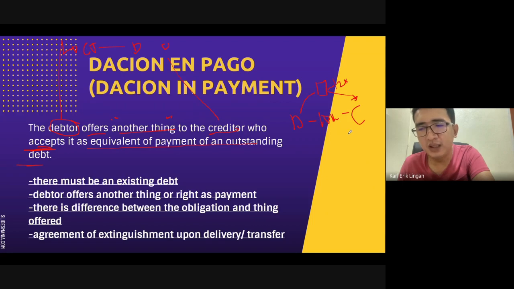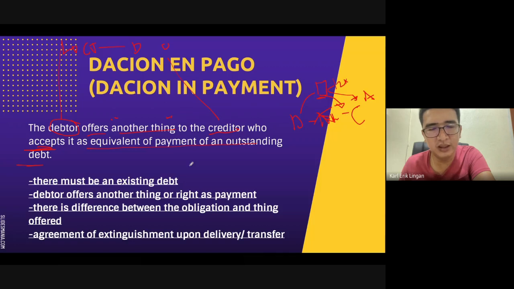So, if creditor accepts this kind of transaction, then the debt will be extinguished and the cell phone will be transferred in the ownership of C. Okay? So, the dación en pago extinguishes the existing obligation of debtor.